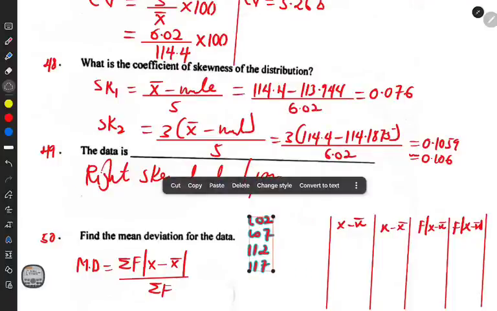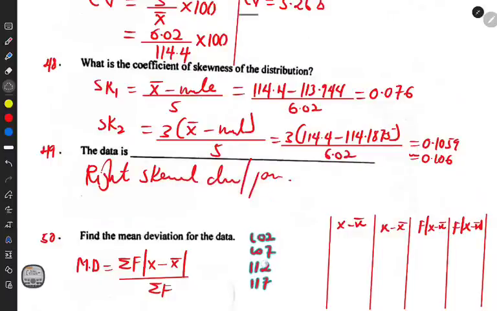Then we have also 122, then we have 127. Then lastly we have 132. So you just have to deviate the mean of 114.4 from these x values so that we are good to go.